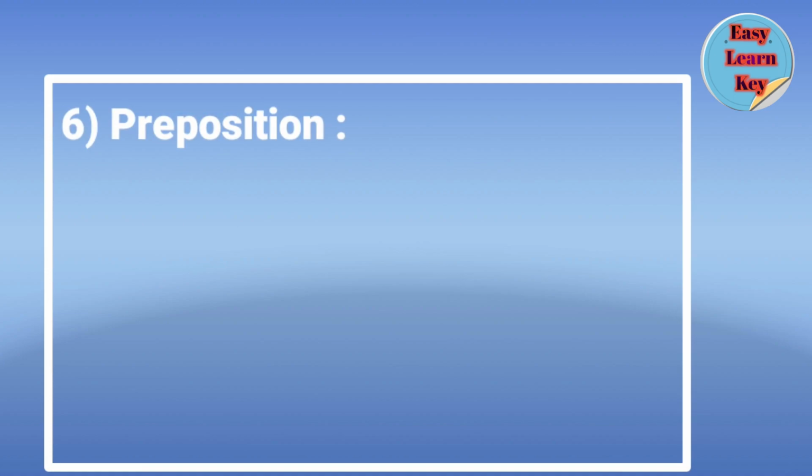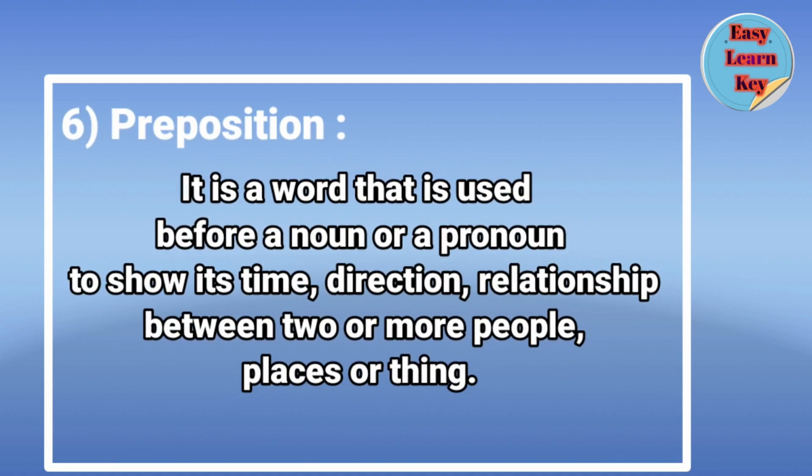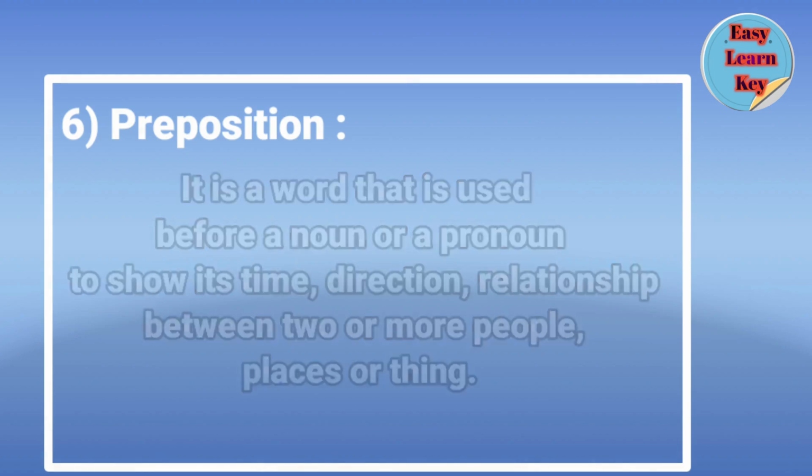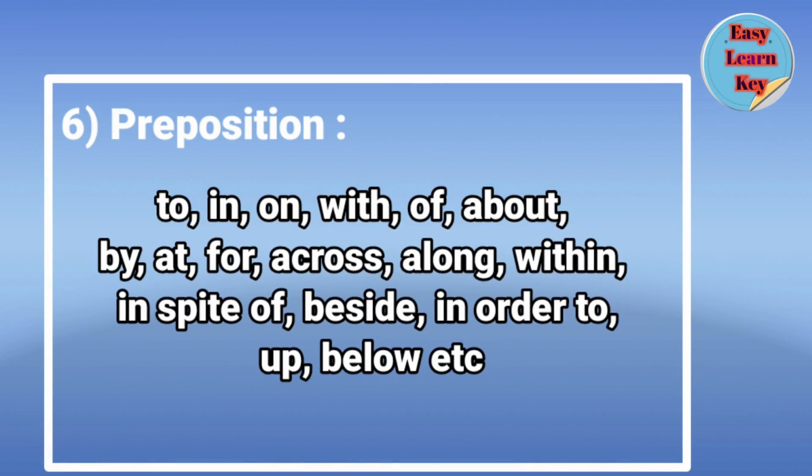Number 6 is preposition. It is a word that is used before a noun or a pronoun to show its time, direction, or relationship between two or more people, places, or things. Some of the prepositions are to, in, on, with, of, about, by, at, for, across, along, within, in spite of, beside, in order to, up, below, etc.